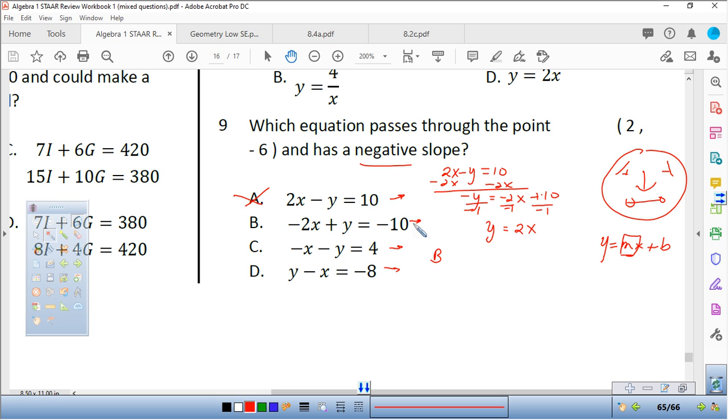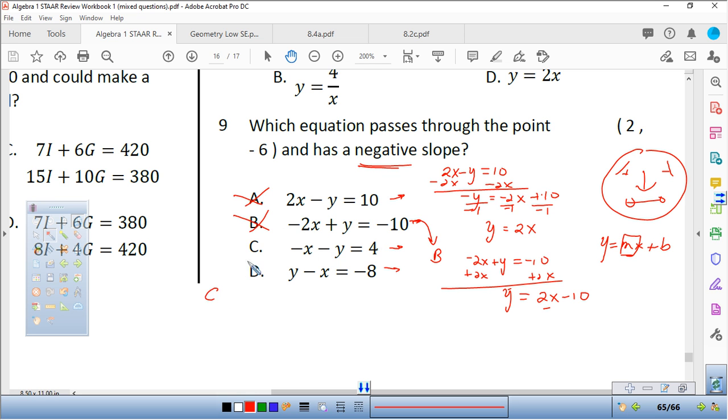Let's check out B right here. So we have a negative 2x plus y is equal to a negative 10. We're going to add 2x, add 2x. We have y is equal to 2x minus 10. It's already in slope intercept form, not a negative slope, out.